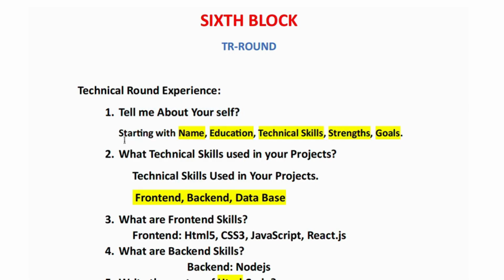One of the most common interview questions is, tell me about yourself. It's essential to prepare this carefully, highlighting your relevant skills, starting with name, education, technical skills, strengths, and goals.